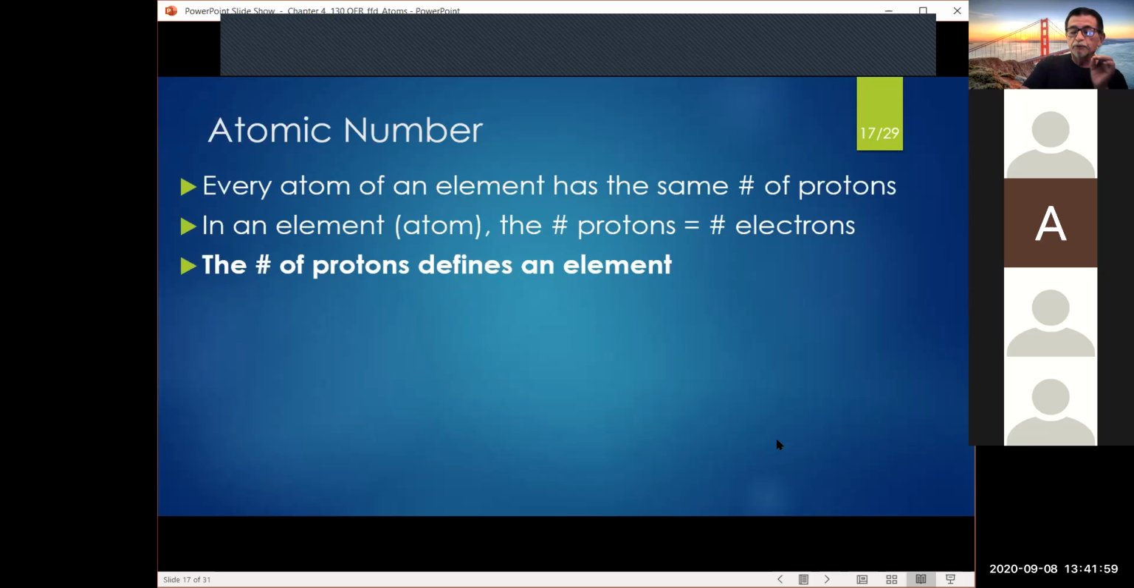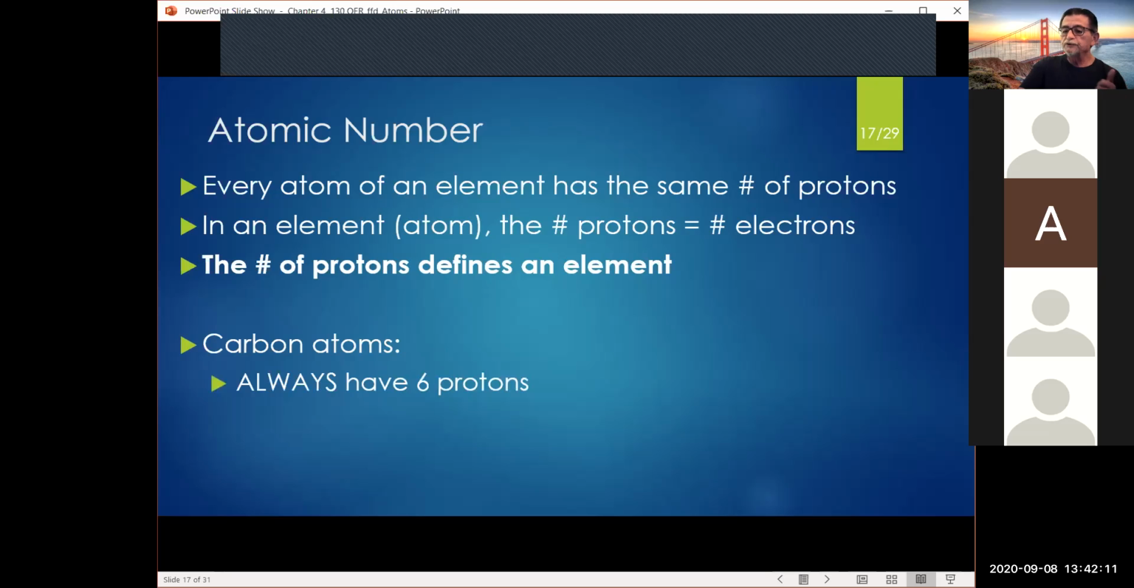All right, so the number of protons defines the element, okay? That's important. The number of neutrons and number of electrons does not define the element, okay? Carbon always will have 6 protons. Whether it's a carbon atom in your body that makes up some type of muscle fiber, it has 6 protons. Or if it's carbon dioxide as a gas, that carbon has 6 protons. It just happens to be in different forms.